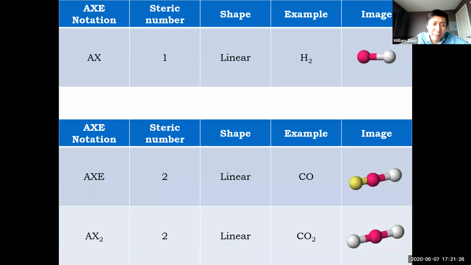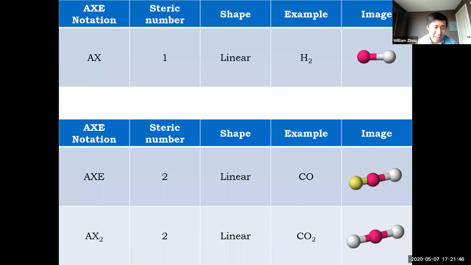Let's actually look at real examples of all of these possibilities. So there are 2 tables on this page. On the top, you have just one line. Notice that the XEE notation is AX. That's it. You have 2 atoms. The steric number is 1.